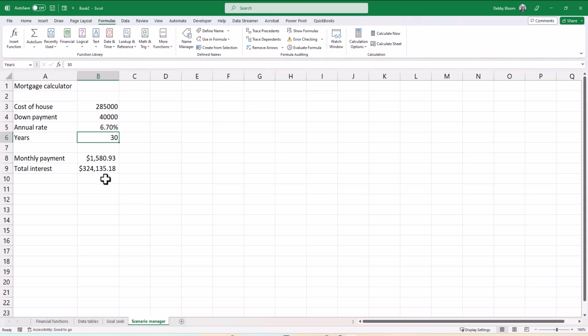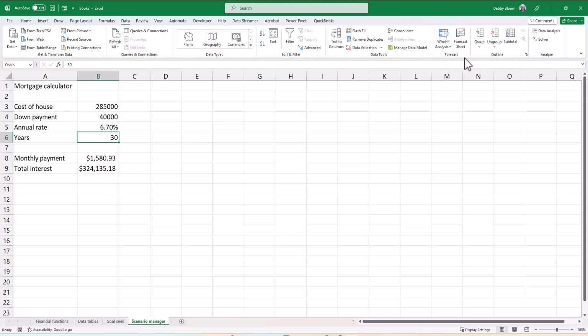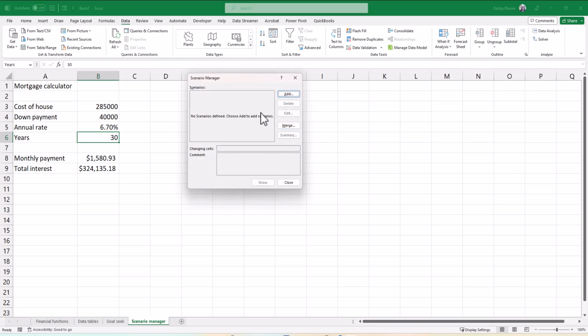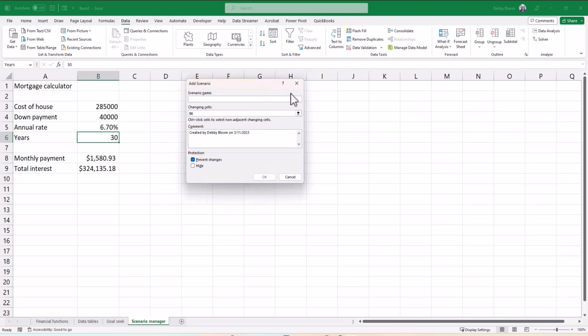Now I'm going to go into my Scenario Manager. So I'm going to click on the Data tab, Forecast group. Under What If Analysis, we've already done Goal Seek and Data Table. So now we're going to do Scenario Manager. Notice it says no scenarios are defined. Choose Add to add scenarios. So I'm going to click Add.